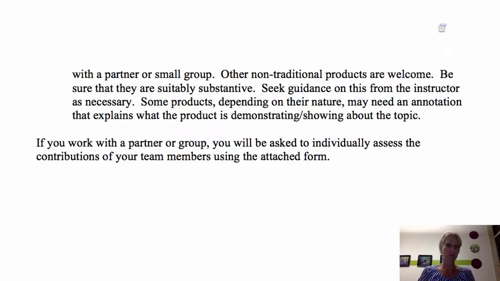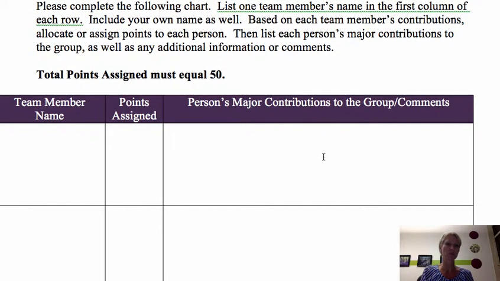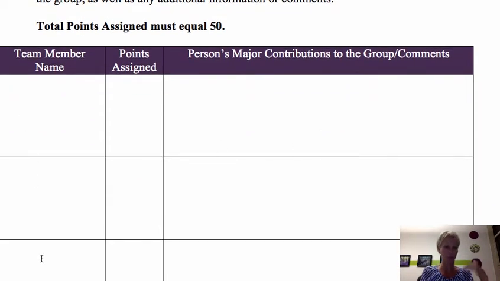If you do work with a partner or group, I'm going to ask you to individually assess the contributions of each team member using this form. On this form, you would list all of the members of your team or group in this left-hand column. Then you're going to assign points to each based on how you feel they contributed to the final product and to the process as well. But this total has to equal 50. And then in this right-hand column, you're going to describe that person's major contributions to the project.